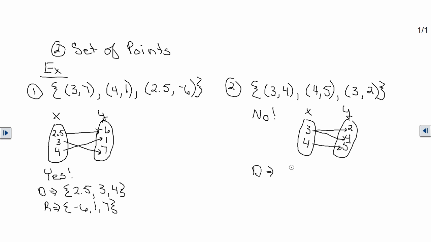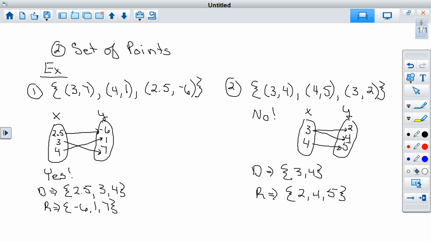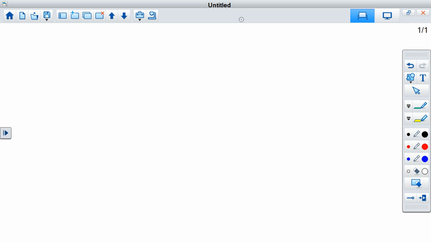My domain would be 3 and 4, since those are my x values in order from smallest to largest. The range is 2, 4, 5. My y values in order from smallest to largest. Okay? Our last thing is graphing.